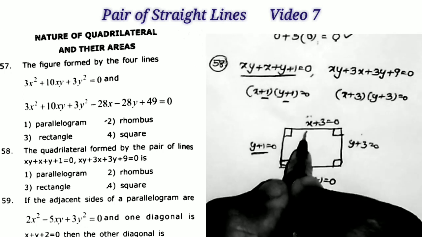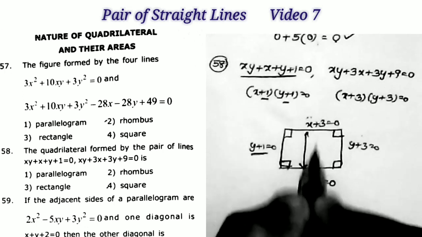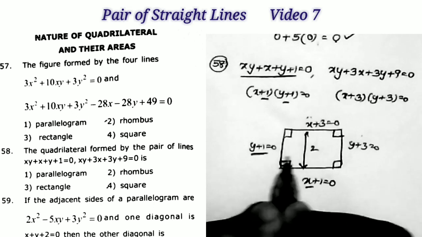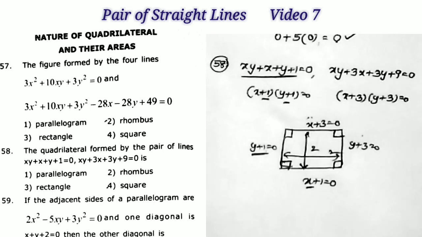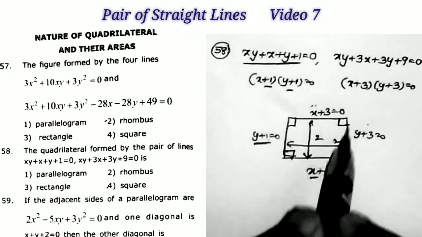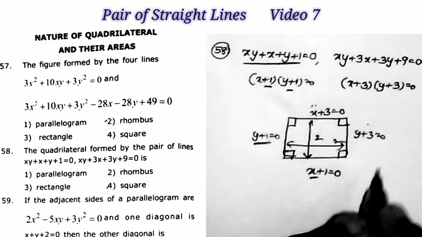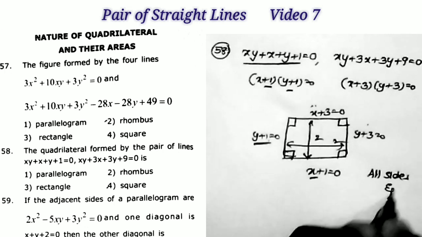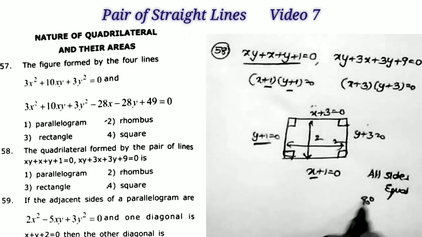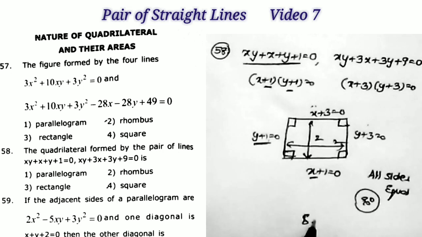Okay. Now say the perpendicular distance. What is the distance between these two? 2 by root 1, that is 2. What is the distance between these two? Y plus 1, y plus 3. Distance is equal to 2. That is, distances are equal means all sides are equal. So, all sides are equal and angle is equal to 90 degrees. So, this is a square. So, given lines form a square.